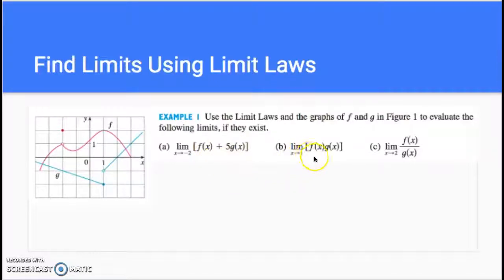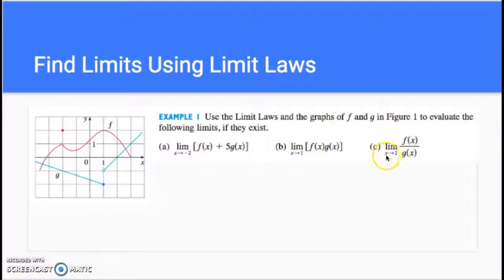For B, you are approaching the limit at 1. So you're going to go to +1 on the x-axis. And you've got the limit at 1 for f is 2. And the limit at 1 for g does not exist because it goes to two different values. So here the overall limit does not exist because part of it does not exist.